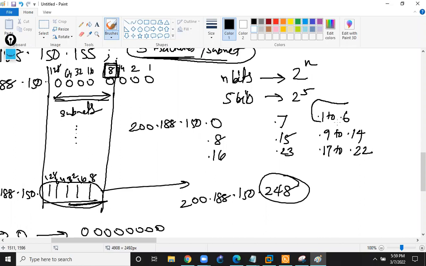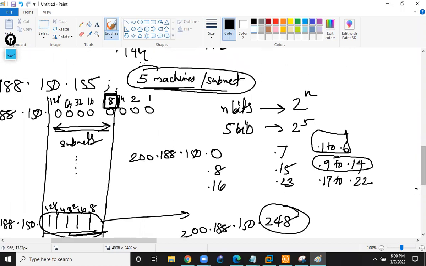So how many machines are there? 6 machines only, right? So to find out the number of hosts, my requirement is to have 5 machines in each subnet. But here you can see what the block size is: 8 is the block size.